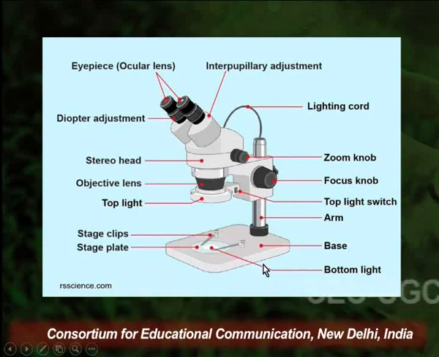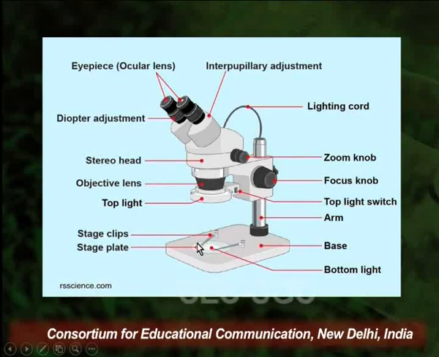To begin from the bottom towards the top, the lowermost portion on which the entire optical structure is supported is called the base. On this base, there is a source of illumination coming from this hole, and inside this hole resides an illuminating source. It could be an LED lamp or it could be a neon or halogen lamp. Now above this illuminating source, there is a transparent glass which is called the stage plate.